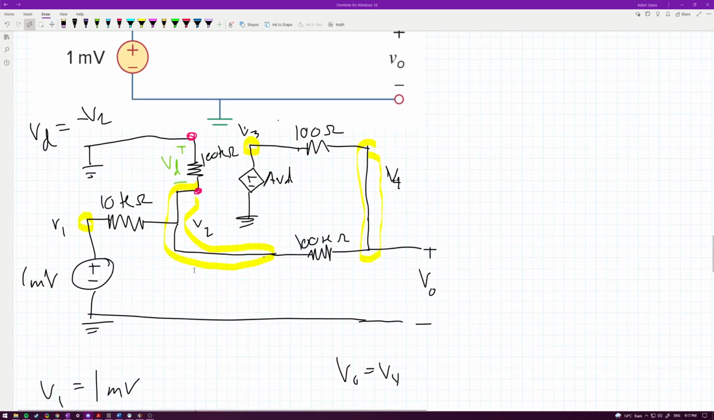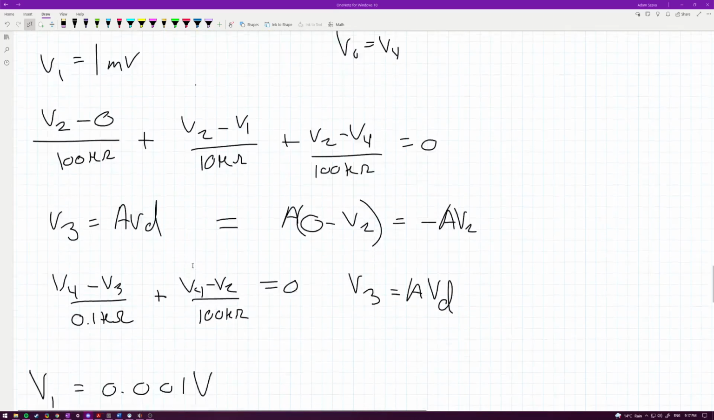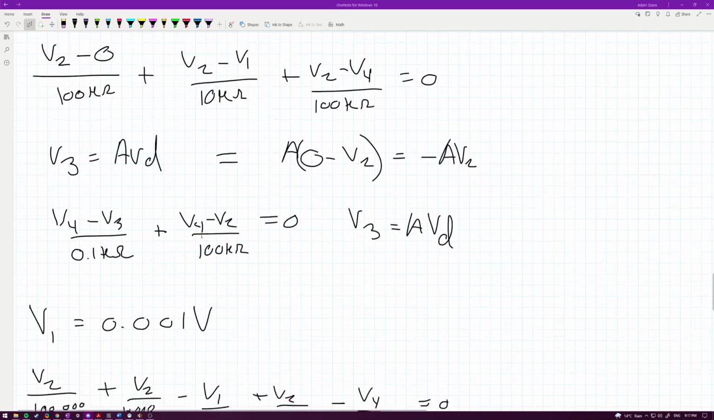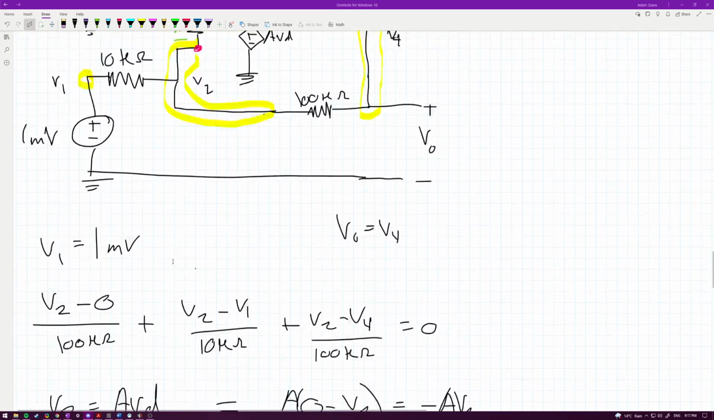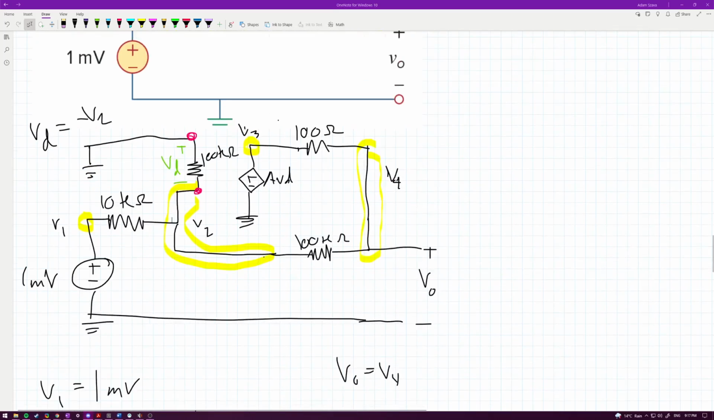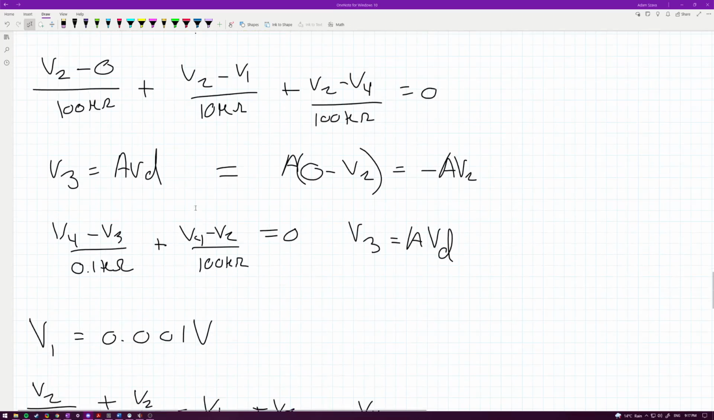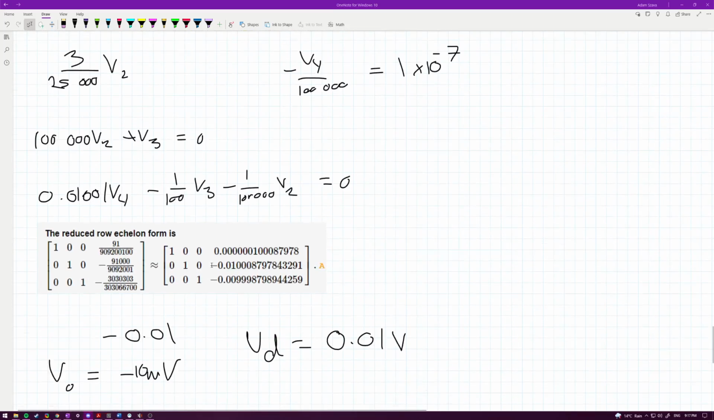Yeah. 0 minus V2. Yeah, so I should just have negative V2. Oh no, V2 is this one. There we go. That's what I'm drawing. That's wrong. That's V3. That's V2. I was just looking at it wrong. There we go. So 0.1 times 10 to the -7.